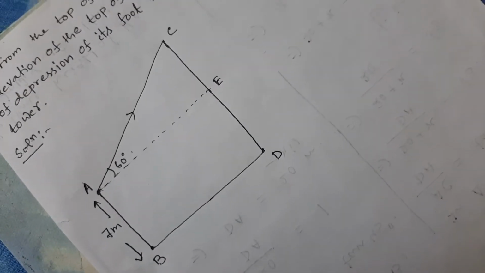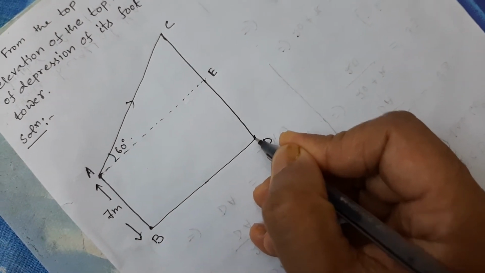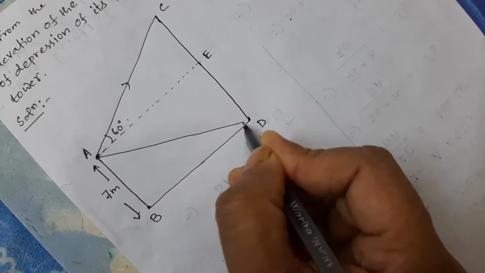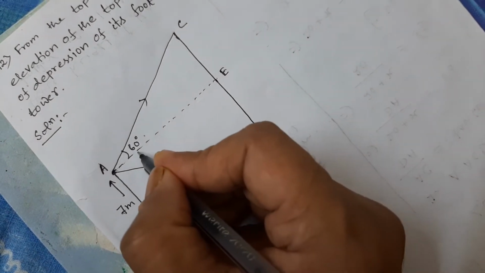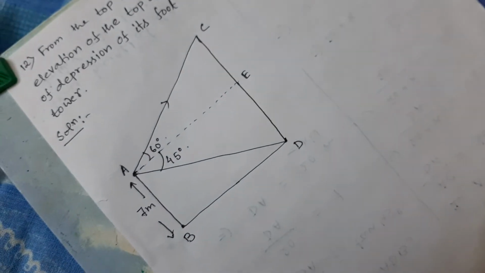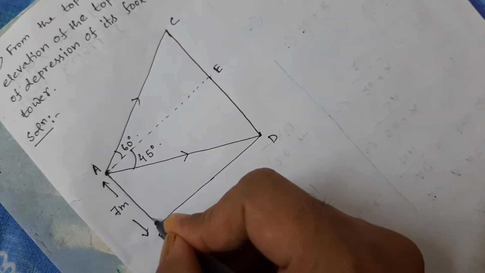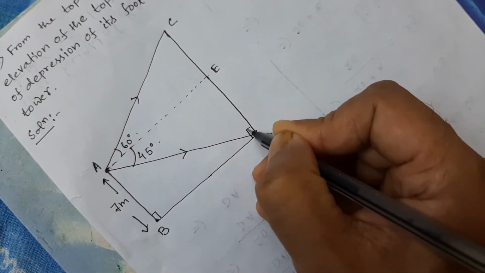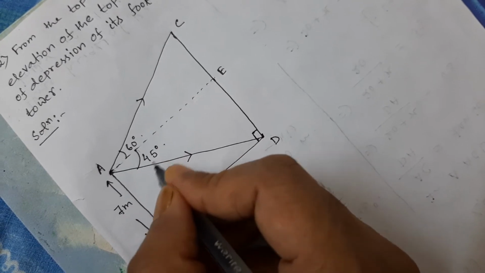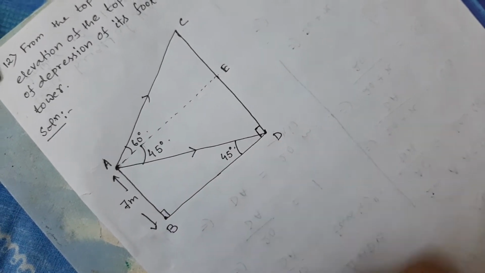And the angle of depression of its foot, that means point D, the foot of the tower, from the same point A. The angle of depression is always measured with the horizontal, so this angle is 45 degrees, from point A to point D. This angle and this angle are equal because they are alternate angles, so this also is 45 degrees.